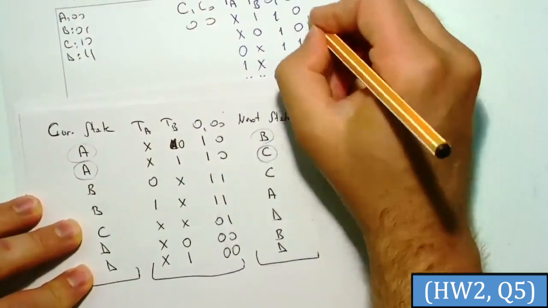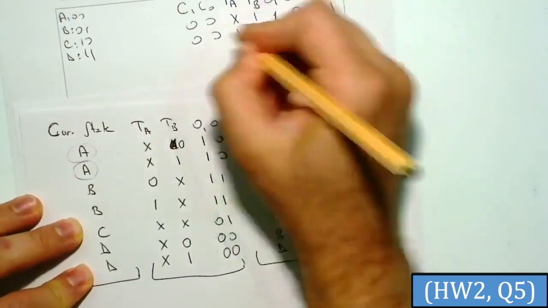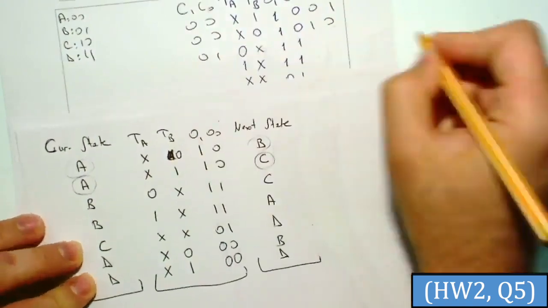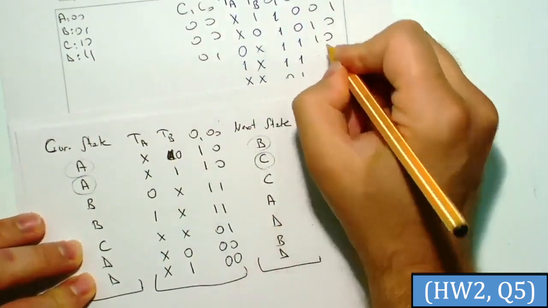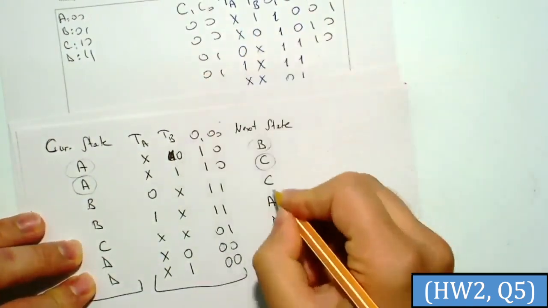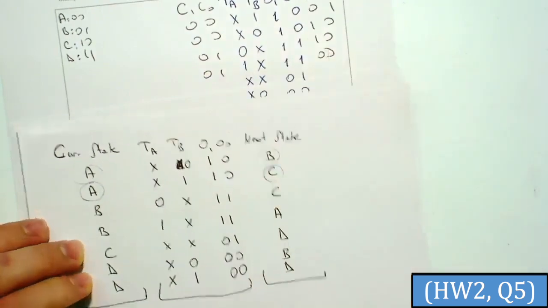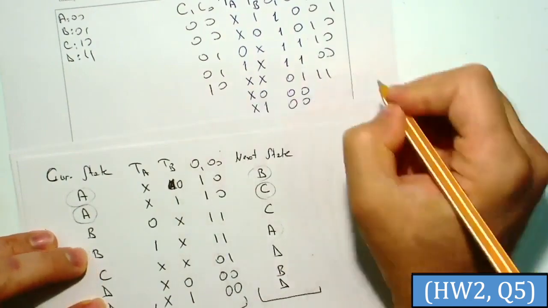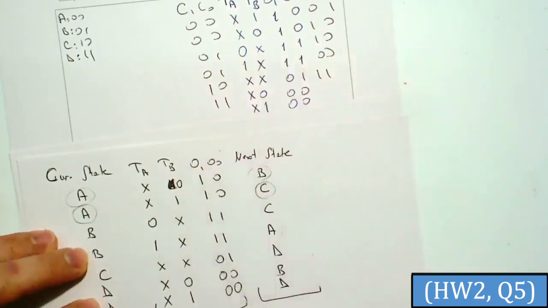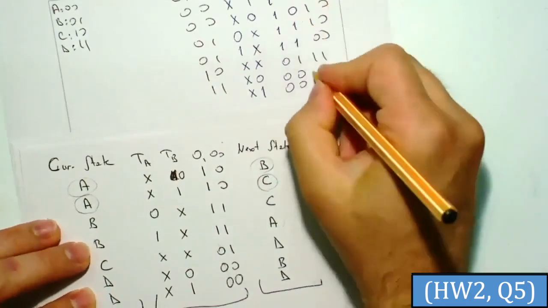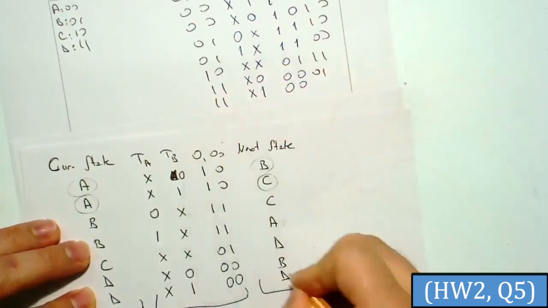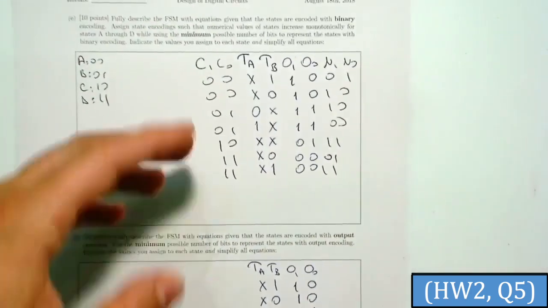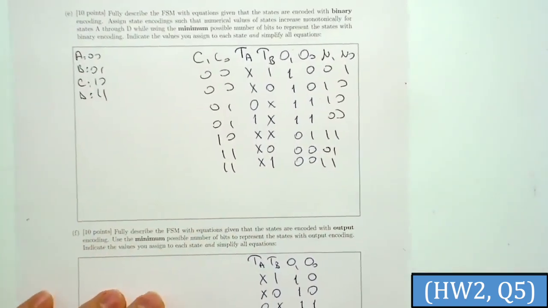For 0, 0, I have 0, 1 and 0, 0. For 1, 0, I have 0, 1. I have again 1, 0 and 0, 1, I have 0, 0. For 1, 0, I have 1, 1. For 1, 1, I have 0, 1. And again for 1, 1, I have 1, 1. So this will be the truth table to represent states in a binary encoding.